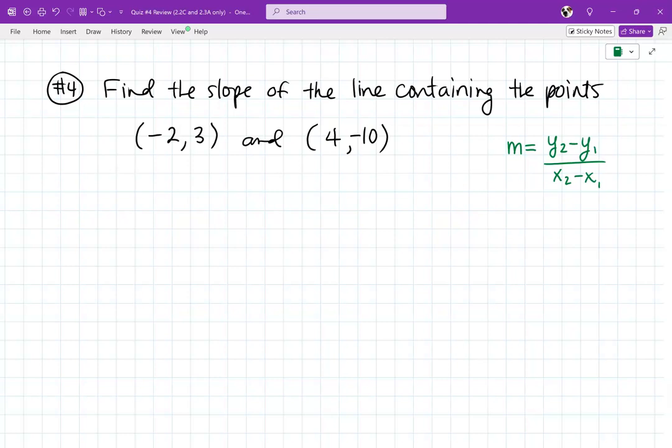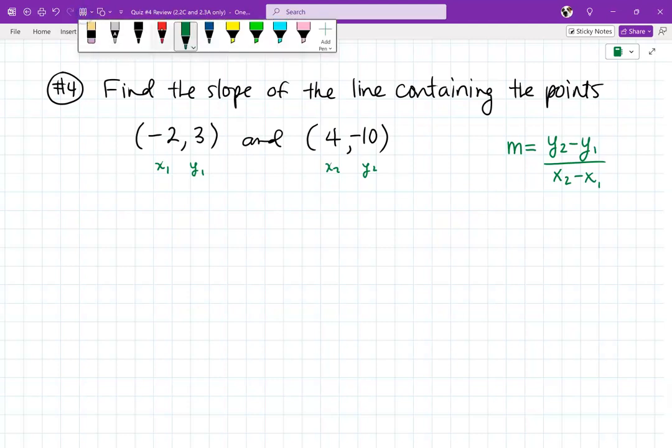Not too bad. So here we go. For number 4, remember what I told you guys. I like to label it. Let's put x1, y1, x2, y2. You don't have to do this if you don't want to. That's up to you. I do it so I don't mess up, okay? Because I will mess up at some point. And then I write my formula here.